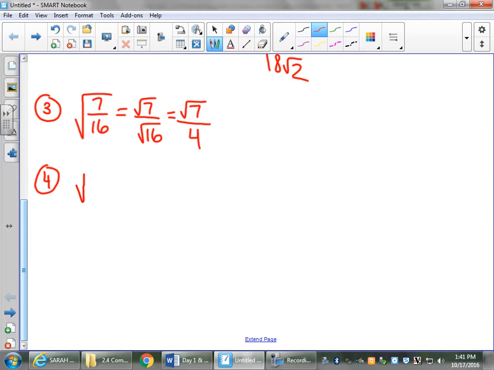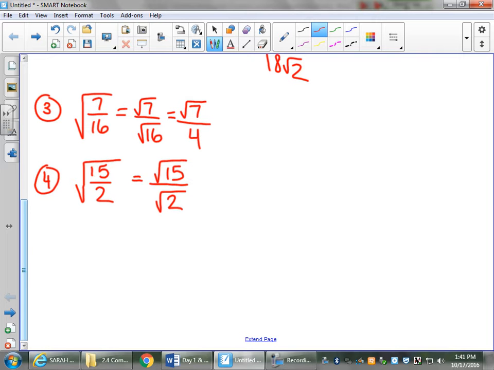Next example, if I have the square root of 15 over 2, I'm going to break them apart just like in the last example, and I'll look at the numerator and denominator separately. Square root of 15, I can't do anything with that. There's no perfect square that goes into 15, and there's no perfect square that goes into 2. The 2 can't come out of the radical. It's not a perfect square.